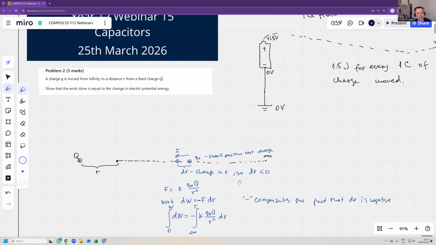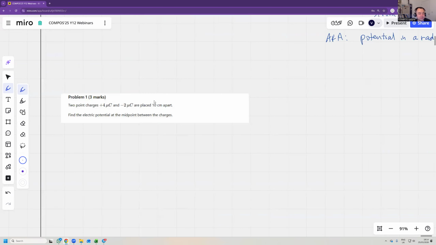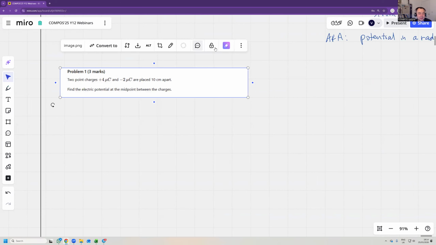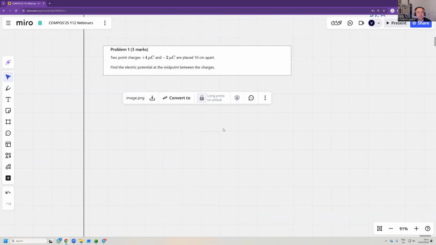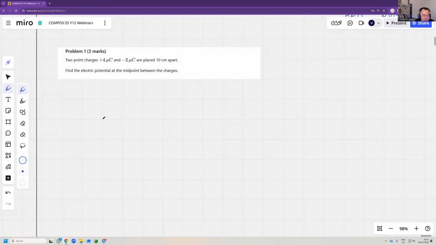Okay. Now we're going to use that formula to solve problem 1. Two point charges are placed 10 centimeters apart. So we have 2 charges, plus 4 microcoulombs and minus 2 microcoulombs, placed 10 centimeters apart. Find the electric potential at the midpoint. So we need the electric potential here.